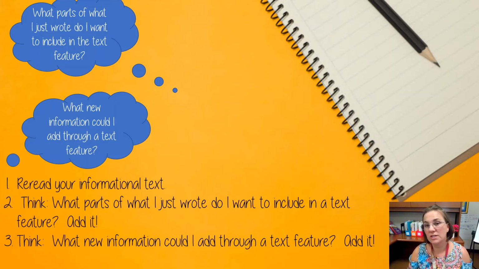You know lots of different types of text features because you've been studying them. Captions, photographs. You could add diagrams or labels. Lots of different things that you could add as a text feature, but just pick one or two for each page so that your writer doesn't get overwhelmed. Now, adding text features isn't going to take a long time, so I have some other jobs for you to do during your writing time today.